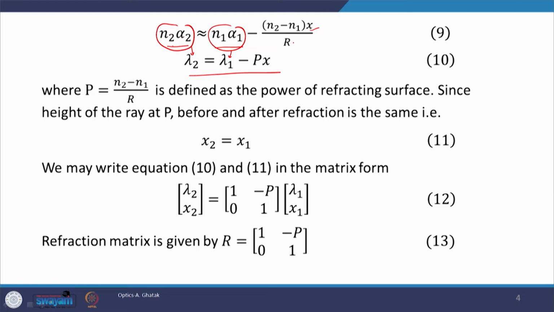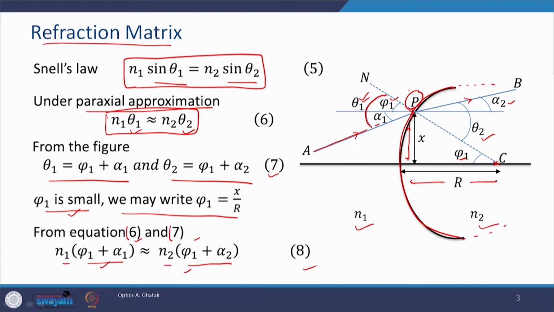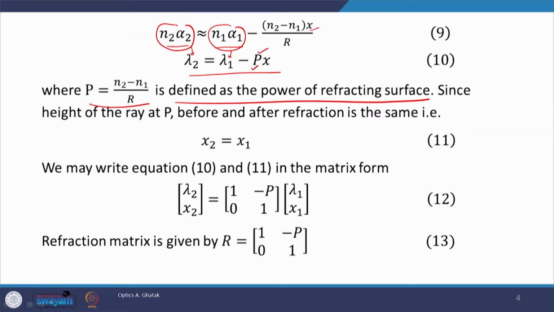And we introduce a new parameter P, which is expressed as (n2 minus n1) by R and is defined as the power of the refracting surface. Do not confuse this P with the point P. These are two different entities. This point P is a point, while this P is a parameter which is defined as (n2 minus n1) by capital R, and this represents the power of the refracting surface.